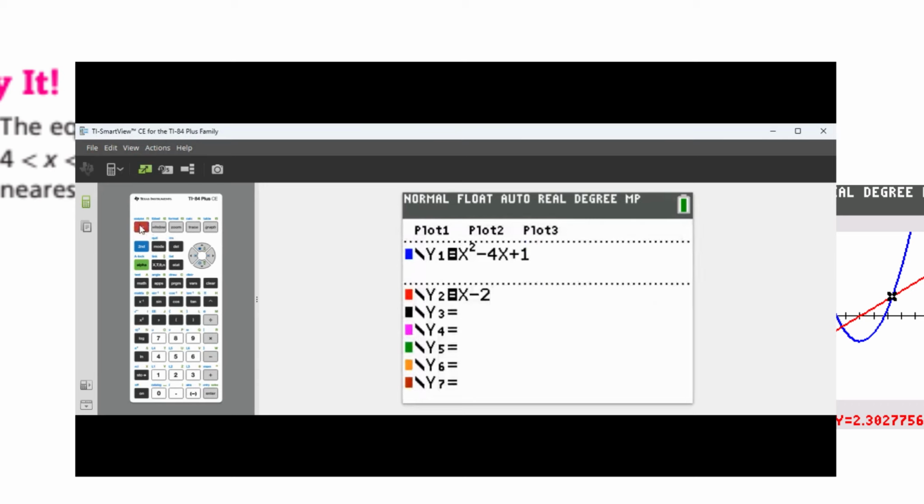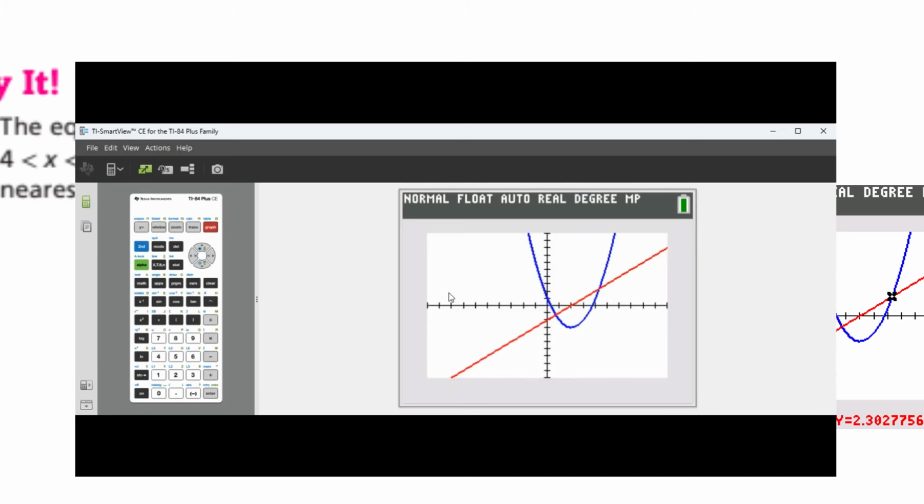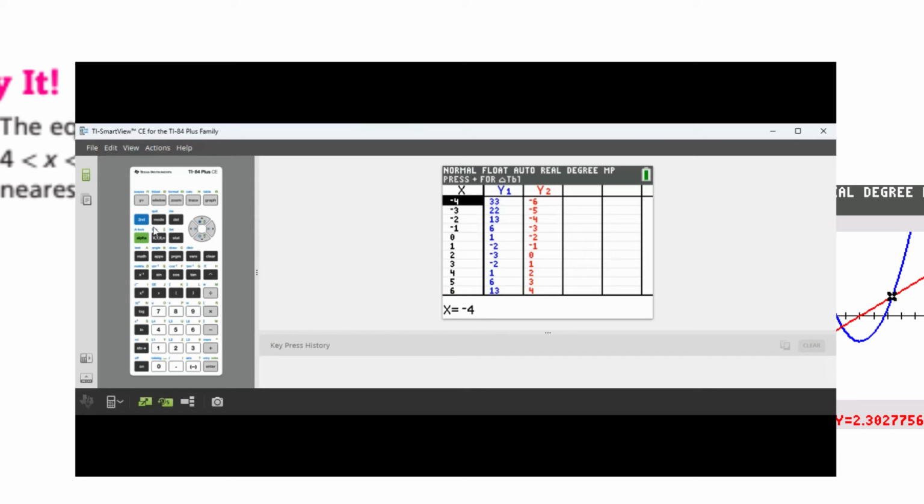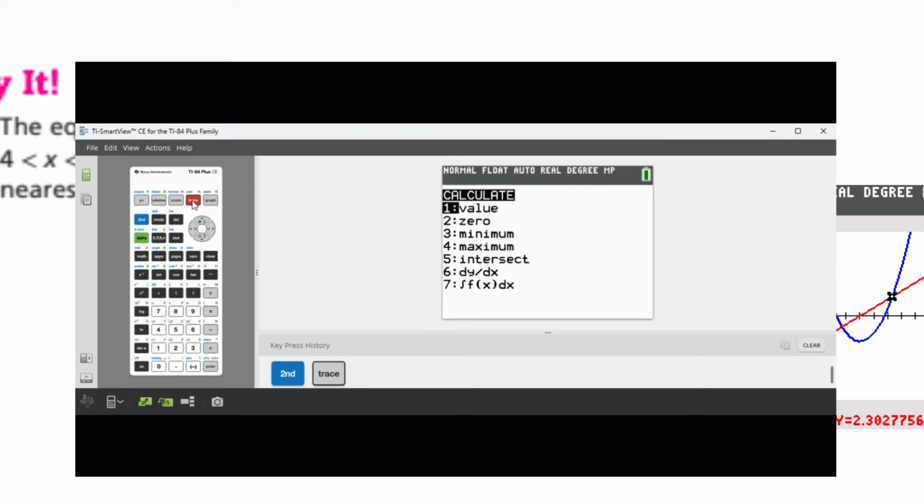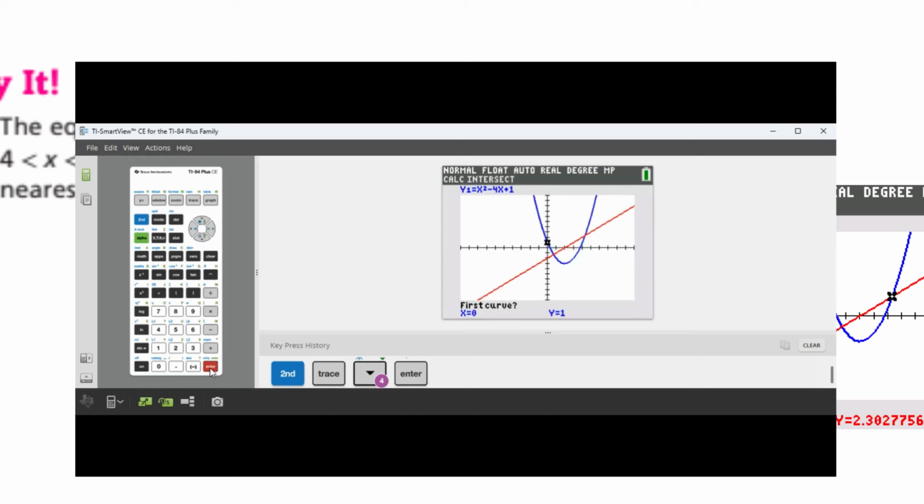So I'm going to start off by just having the equations already in here. We see the x squared minus 4 plus 1, and then the x minus 2. So we'll take a look at this graph. We see we do have two crossings. Remember, crossings indicate our solutions. So what I'm going to do to find this is I'm going to hit second, and then the calc button, which is trace. We'll go down to intersect. This is where the two lines intersect, and then we hit enter.